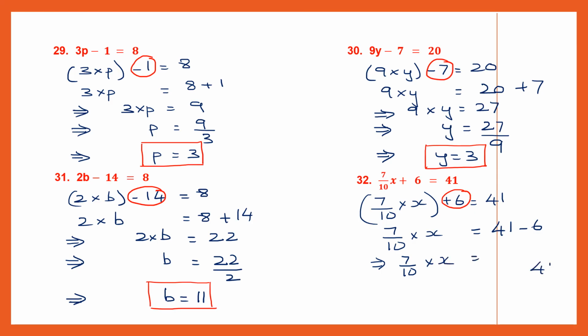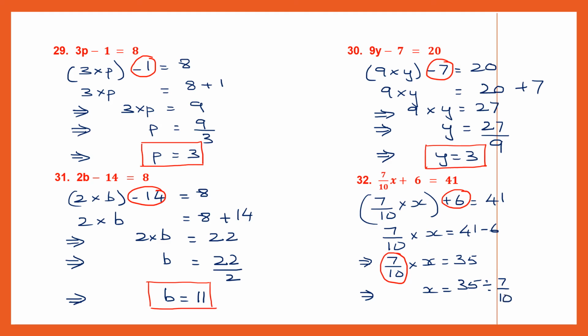Let's subtract 41 minus 6. 11 minus 6 is 5, so 35. This is 35. So to find the value of x, we say 35. Now here 7 by 10 is multiplication. So when it goes to the other side, it becomes division, divided by 7 by 10. Now to find the value of x, we have to divide 35 by 7 by 10.